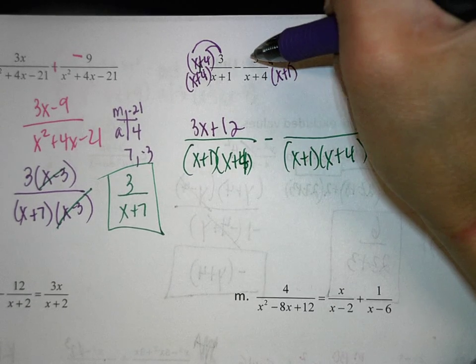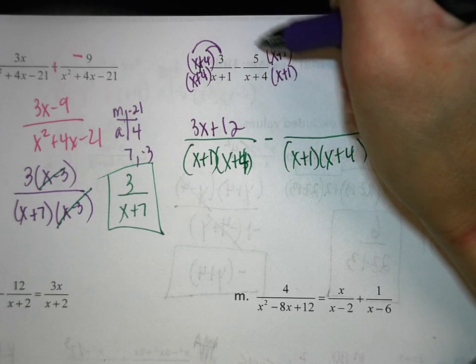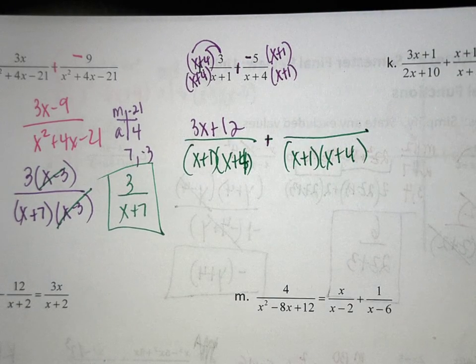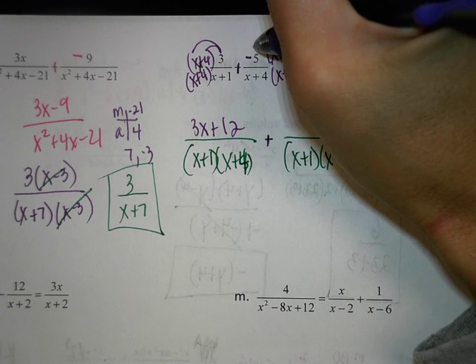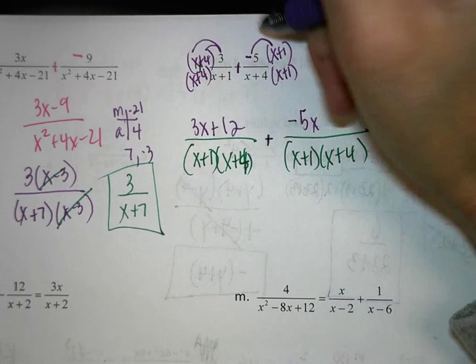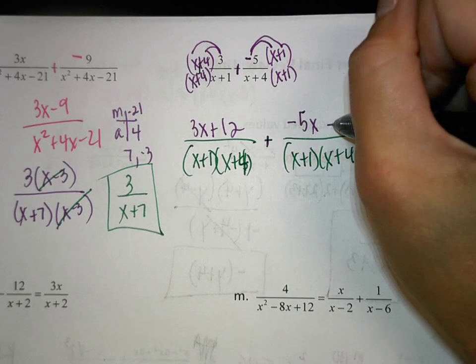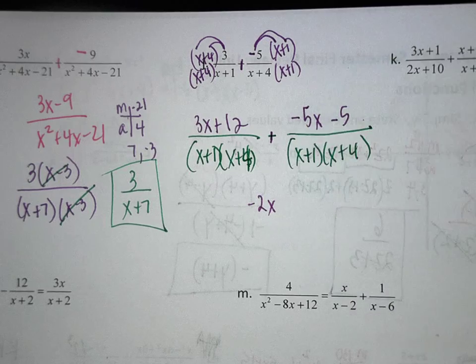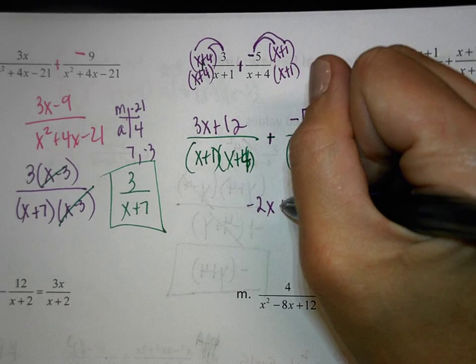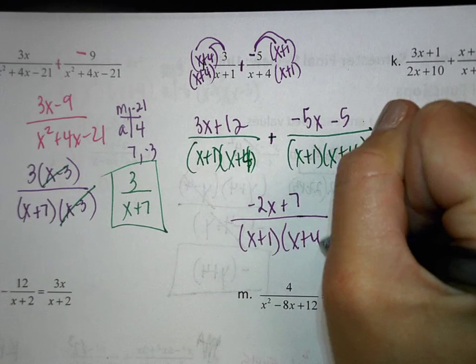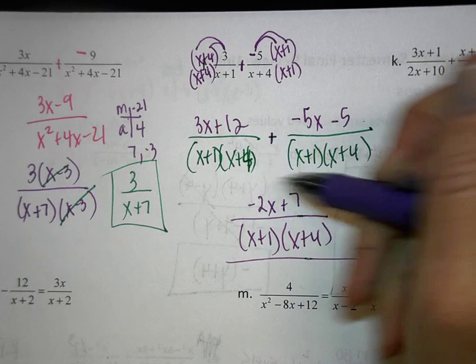But this is really a what? A negative 5. I'm going to put the negative here and make this a plus, which means that this is actually a plus now. And so we'll distribute the negative 5 through. So negative 5 times x is negative 5x, and negative 5 times 1 is. Then we can combine like terms. 3x and negative 5x makes negative 2x, and then 12 and negative 5 makes 7 over x plus 1 times x plus 4. And we can't factor anything out, so that's my answer.